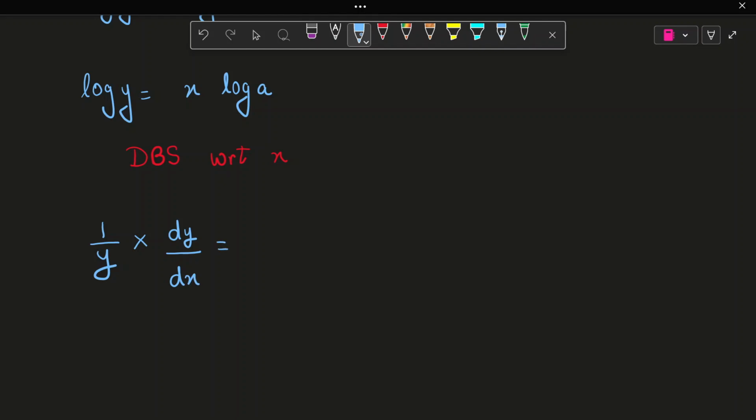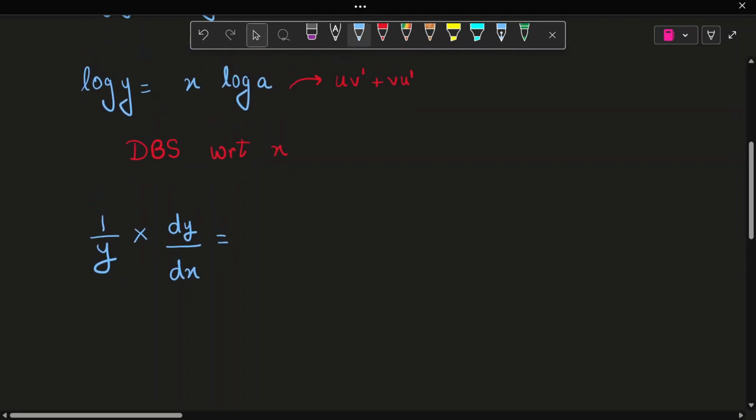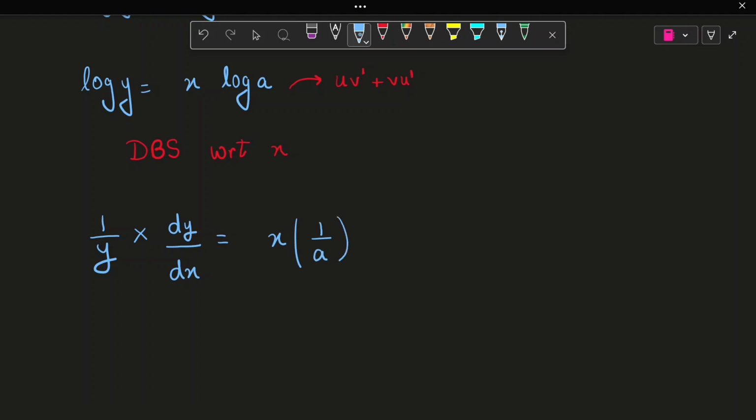And here we can see that this looks something like u times v, and its differentiation would be u times differentiation of v plus v times differentiation of u. And this would look like u, which is x, differentiation of log a would be 1 over a, and using chain rule differentiation of a again would be 0 because differentiation of any constant is 0, plus v, which is log a, and differentiation of u, differentiation of x, is 1. Now this thing becomes 0.